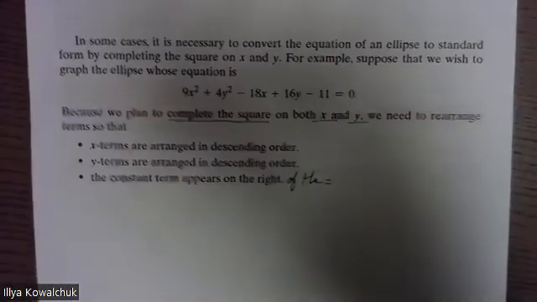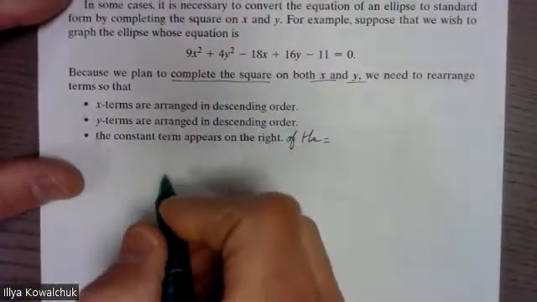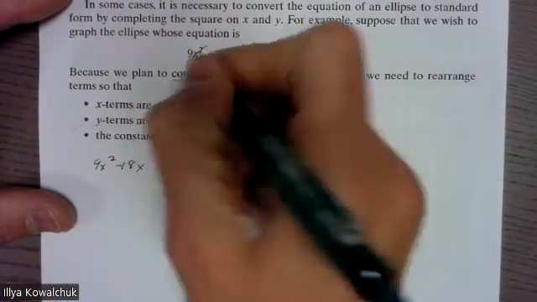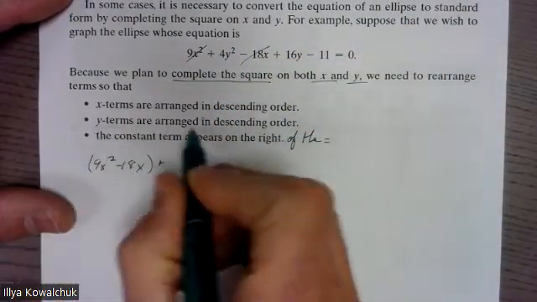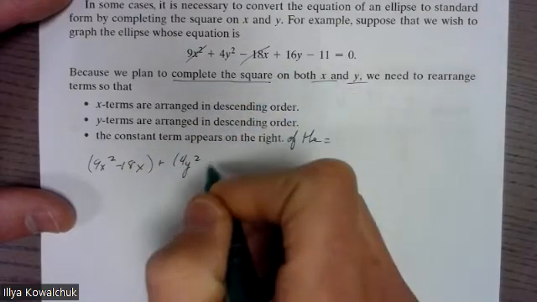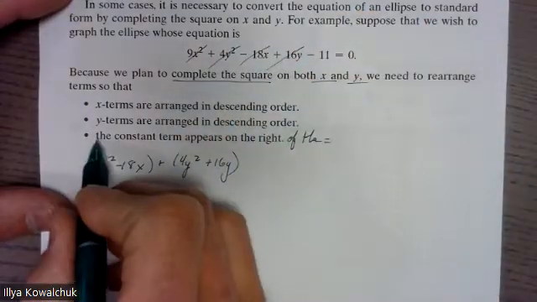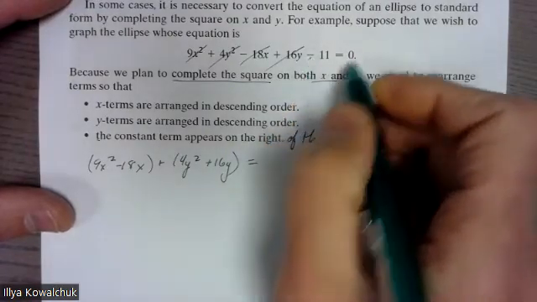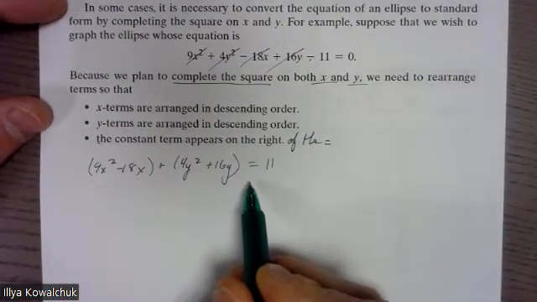Okay. So let's go ahead and rearrange our terms so that we have x terms arranged in descending order. My x terms are going to be 9x squared minus 18x. And I'll cross those out to make sure I don't reuse them. Plus my y terms arranged in descending order, 4y squared, 16y. Okay. And then the constant term appears on the right of the equation. So that's going to be equals. This is a -11. I add it over to the right side there. All right. So now I have organized my terms.